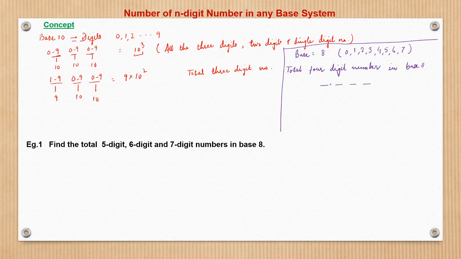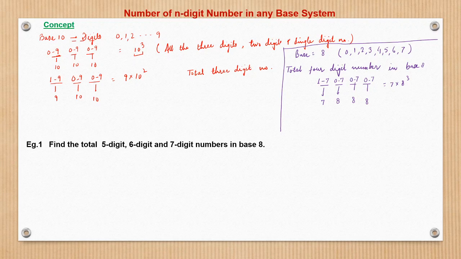Since it is a four-digit number, this place cannot have 0. If it becomes 0, then it will turn out to be a three-digit number. So here it can take values from 1 to 7. This place can take all the values from 0 to 7, this can take all the values from 0 to 7, and this place can take all the values from 0 to 7. So this is 7 in count, 1 to 7. 0 to 7 counts to 8. This is 8, this is 8. So basically it becomes 7 into 8 cube, right? So the total number of four-digit numbers in base 8 is 7 into 8 cube.